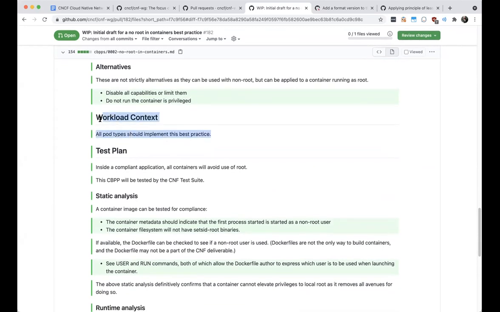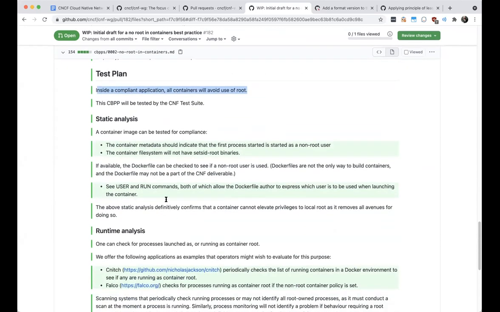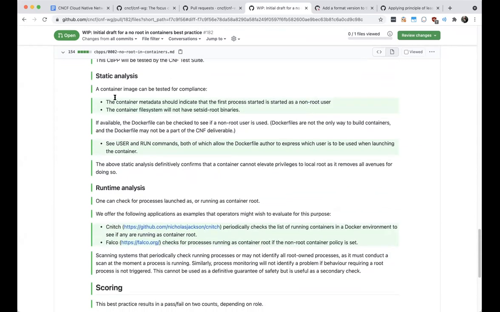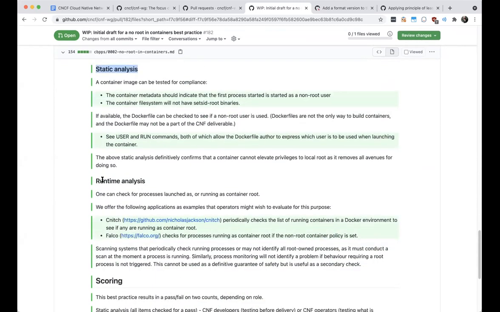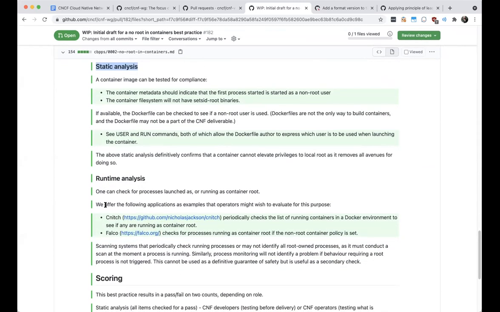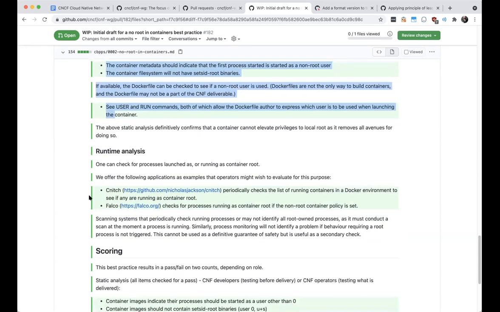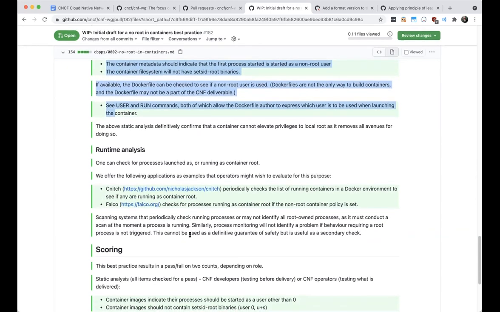Workload context. So this would be everywhere is by default and pretty straightforward on a test plan, but there's a split between doing static analysis and then runtime analysis for stuff like, did they set user? The run commands allow you to express the user and other things like that. So there's things you can look at before the CNF starts running, and then you can do various things with the runtime analysis.